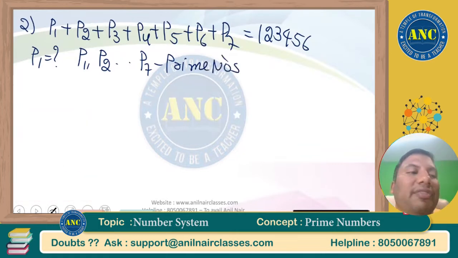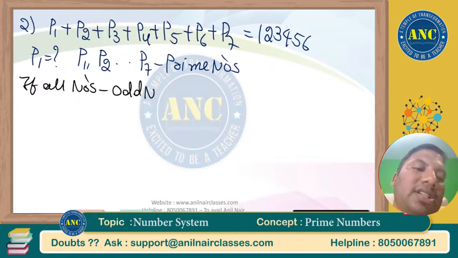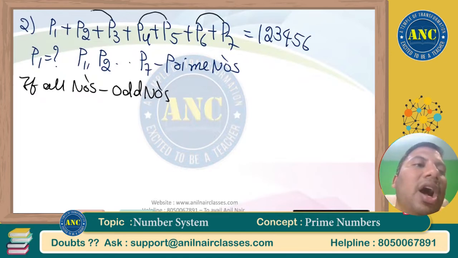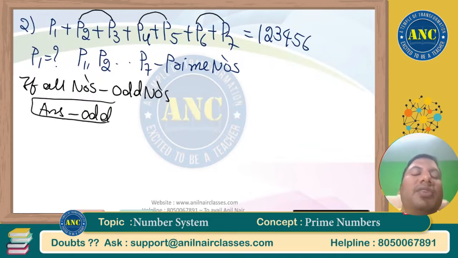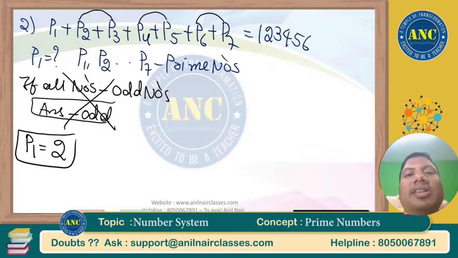Now see here, if all the numbers are odd numbers, odd plus odd even, odd plus odd even, odd plus odd even, plus odd number. So answer will be an odd number. But the right hand side, it is 1, 2, 3, 4, 5, 6, which is an even number. All the numbers odd numbers, not possible. One has to be even. What is the smallest prime number and even? Answer is nothing but 2.